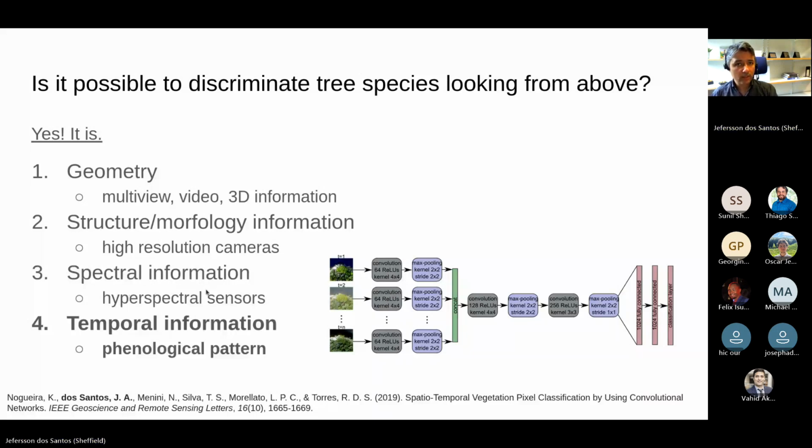Although technically it's possible to discriminate, we have a lot of challenges about how to extract all of this information and how to combine them, and probably you will face a lot of missing data because of the difficulties of collecting data.